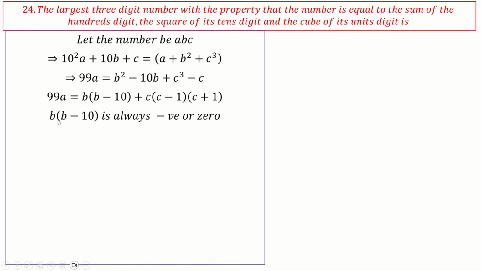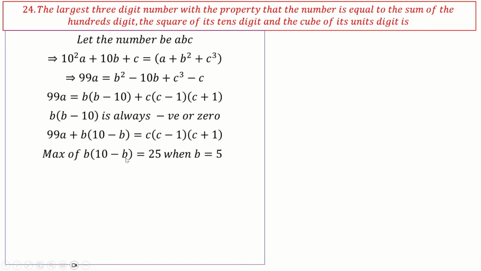Now B into (B minus 10) is always negative, correct? This is always negative. Okay, this is positive. So obviously this has to be positive, correct? So if this is negative, take it to the other side and make it positive. Instead of calling it minus B into (B minus 10), I made it 99A plus B into (10 minus B). Okay. Now next, max of B into (10 minus B) is 25, when B is equal to 5. Correct. This is the max I can get.